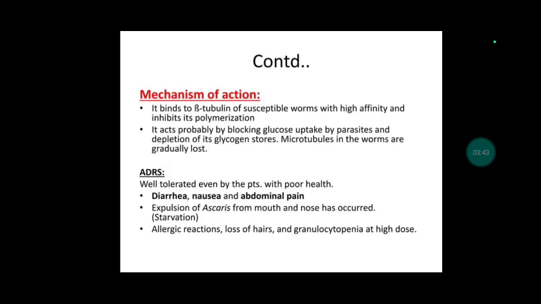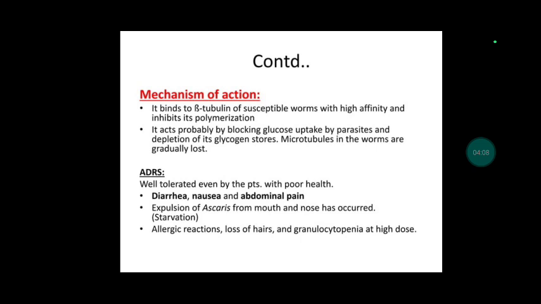Now we'll see the contraindications of mebendazole. First, we'll see the mechanism of action. It binds to the beta tubulin of susceptible worms with high affinity and inhibits its polymerization. It acts probably by blocking glucose uptake by parasites and depletion of their glycogen stores. Microtubules in the worms are gradually lost.